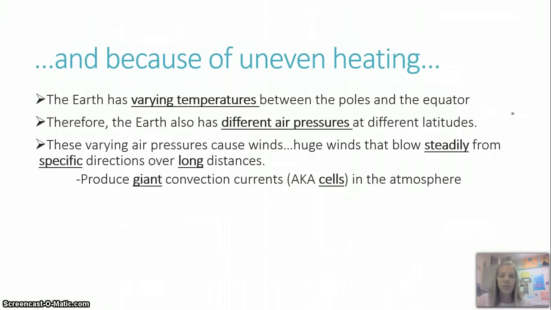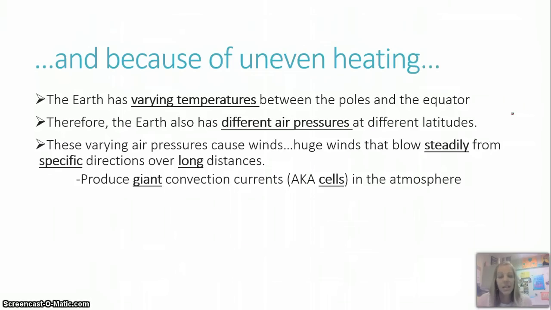And so if you remember latitudes and longitude, let's go over what latitude means. Latitudes are the horizontal lines that go all the way around the Earth, and I think about it as you're climbing up a ladder, and so the latitudes go like this. At different latitudes you have different air pressures at certain times of the year. And because we have different air pressures, we know that the air is going to move from high pressure areas to low pressure areas. And this will create huge winds that blow steadily from specific directions over long distances.